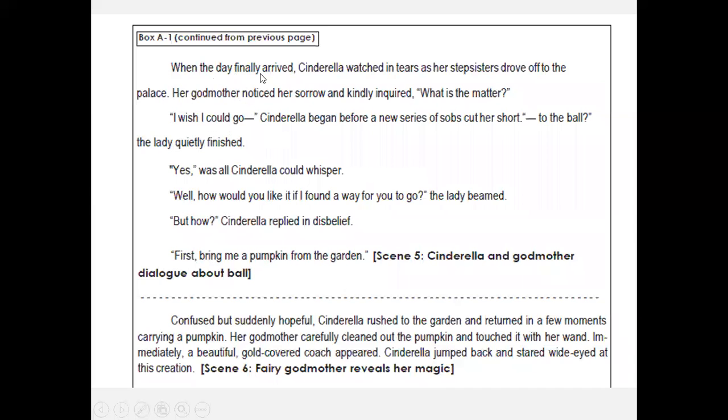And so here, her godmother is saying something. Here, Cinderella is saying something. Here, the godmother is saying something. Here, Cinderella is saying something. Here, the godmother is saying something. Here, Cinderella is saying something. And the last one we know is the godmother because she's telling her to bring a pumpkin.